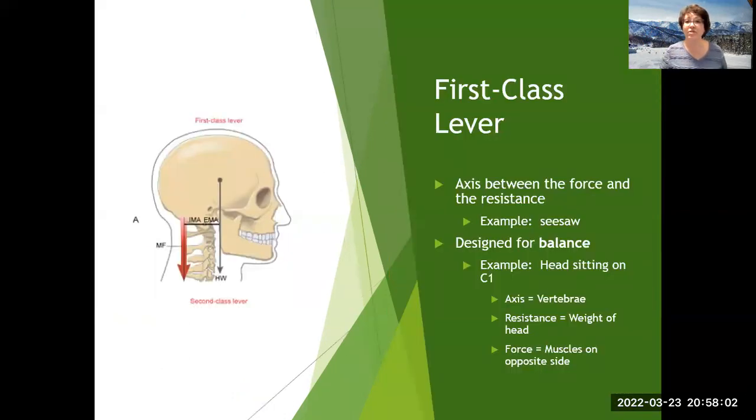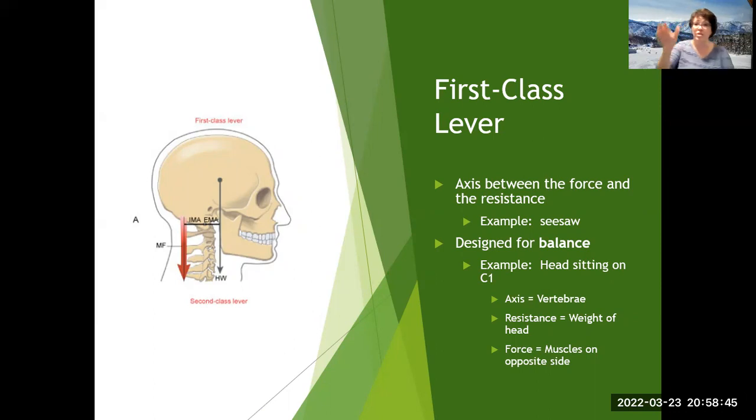In the first class lever, the axis is between the force and resistance. So the force of gravity pulling the head down and the resistance of the muscles in the back of the neck pulling the head up, and the axis is in the middle. It's designed for balance. So the axis is C1, cervical vertebra 1. The resistance is the weight of the head, and the force is the muscles on the opposite side. So that's our first class lever. You could say it the other way too. You could say the force is gravity pulling the head down, and the resistance is the muscle holding the head up.